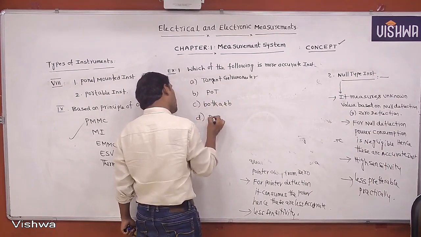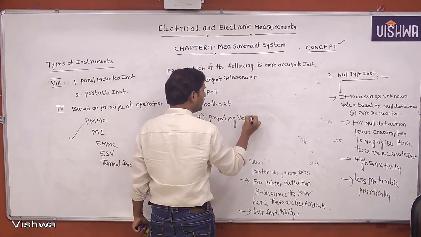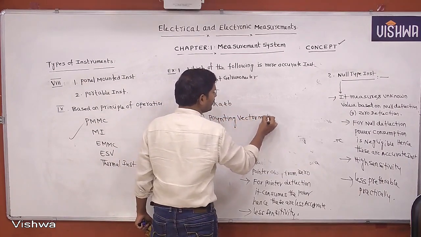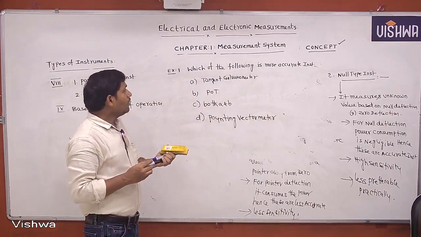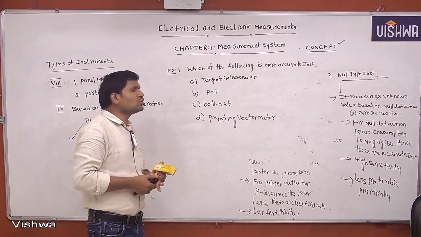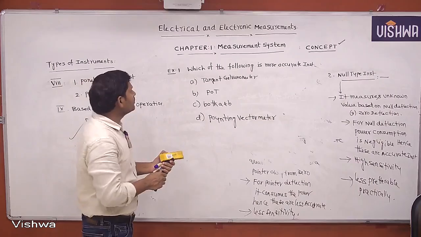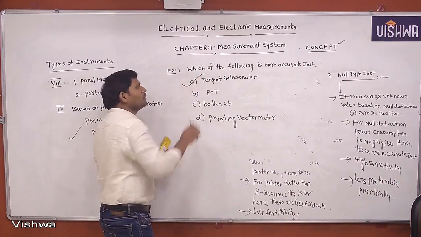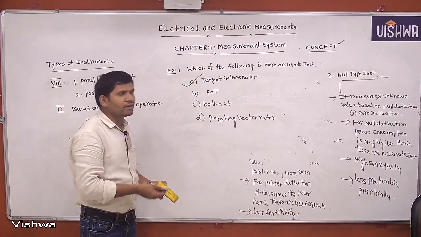Option D, pointing vector meter. Yes, pointing vector meter. If it is given like this, then what is your answer? Which of the following is more accurate instrument? It is not both A and B. Your answer is tangent galvanometer. Don't confuse. Sir, you told that even potentiometer is also an accurate instrument.